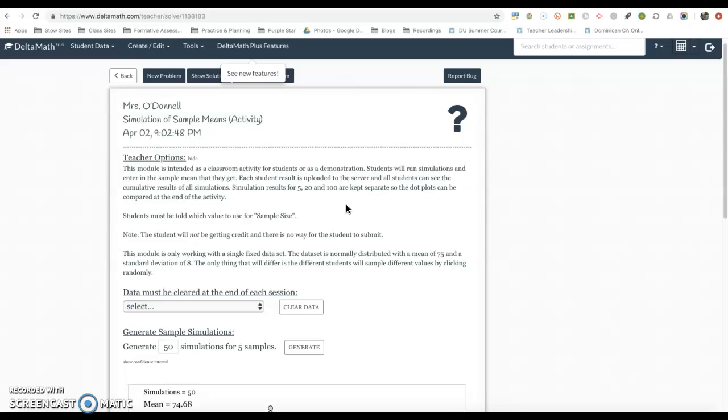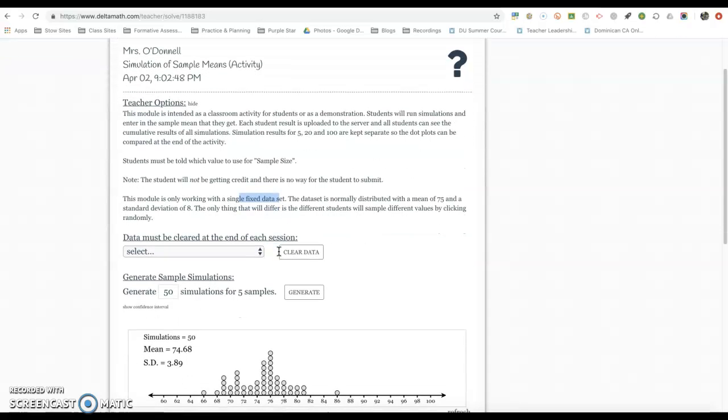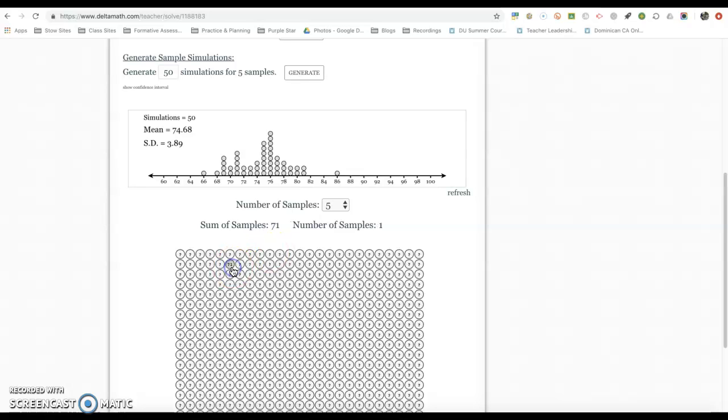And this is where skipping directions gets you in trouble. Fixed data set. Okay, so we're not generating our data set. The data set is normally distributed with a mean of 75 and a standard deviation of 8. The only thing that will differ is that different students will sample different values by clicking randomly.